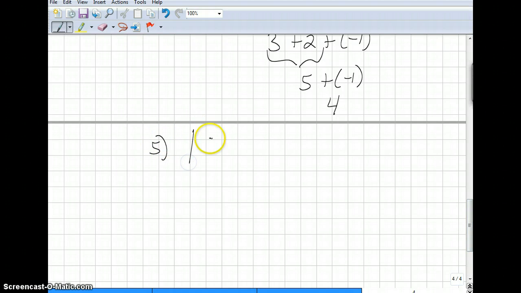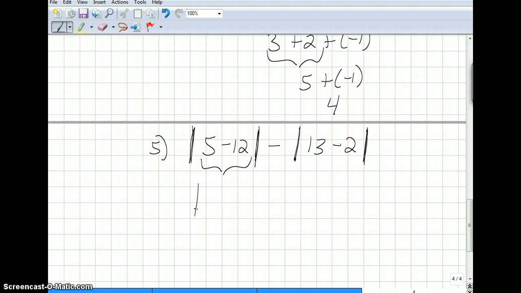So I have the absolute value of 5 minus 12 minus the absolute value of 13 minus 2. Now, absolute value symbols are similar to grouping symbols or parentheses. So we always do what's inside first. So we would do this first, and we would get negative 7. We would do this, and that would give us a positive 11.